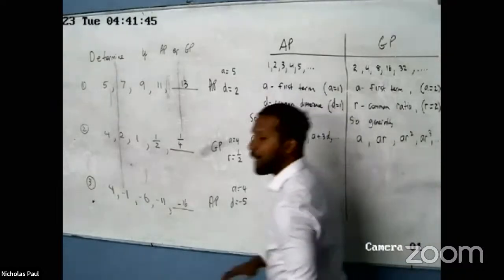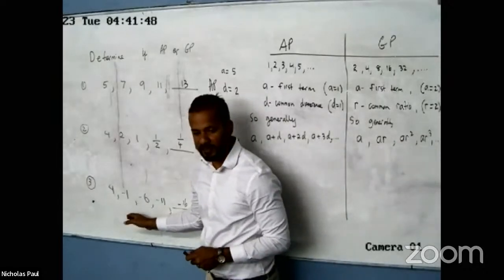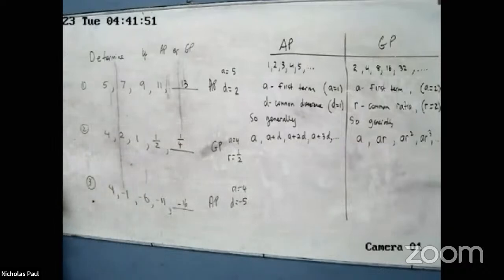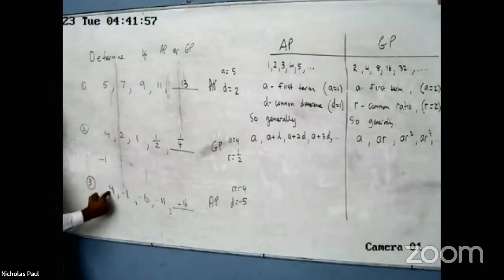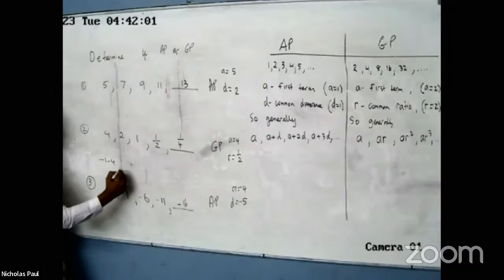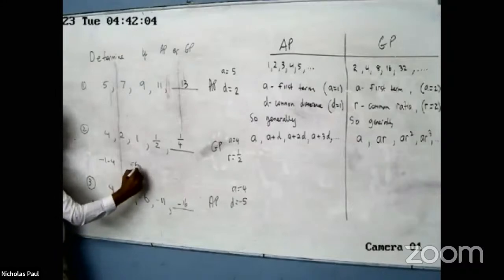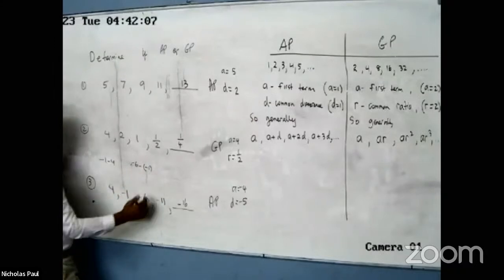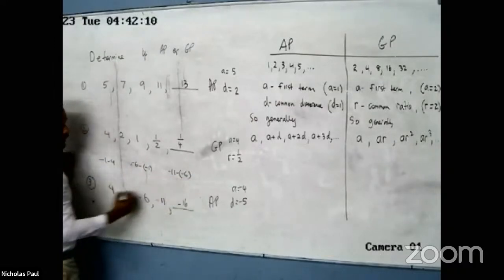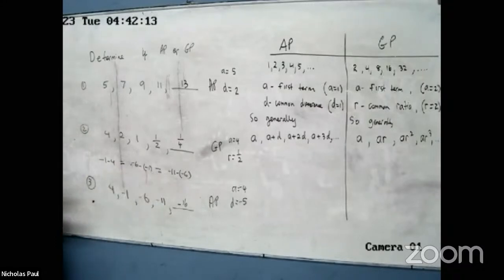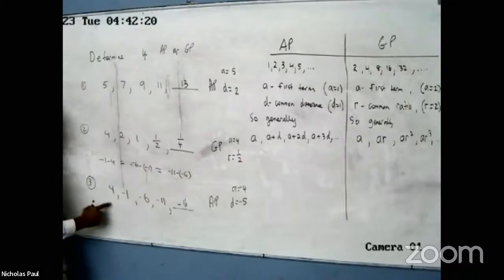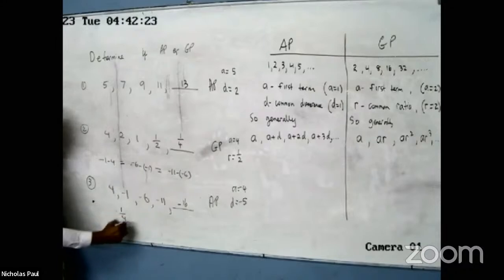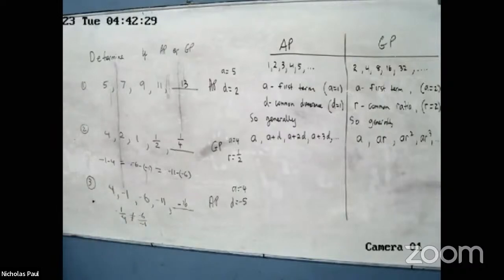So in an example like this, to figure out if it is an AP or GP, there are two things you have to check. You take this value minus this value, and this value minus this value, and then check and see if they are equal. If they are equal, you have an AP. If they're not equal, then you have to check the division now. Check -1 over 4, then check -6 over -1. Check and see if they are equal. If they are equal, then you have a GP.